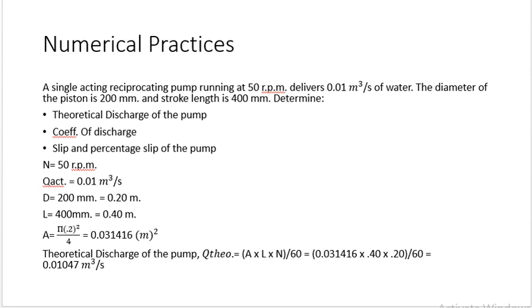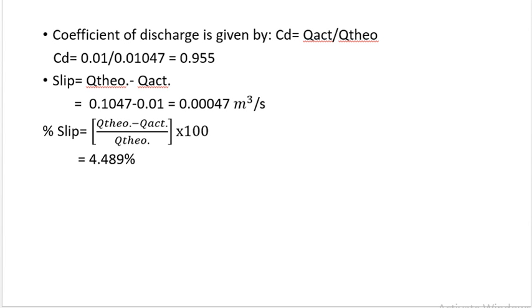Next you have to calculate coefficient of discharge. What is the formula of coefficient of discharge? In last slide we had studied that coefficient of discharge is equal to Q actual divided by Q theoretical. Q actual is given in the question which is 0.01. Q theoretical you had calculated in last slide which is 0.01047. So the value of CD or value of coefficient of discharge is 0.955.